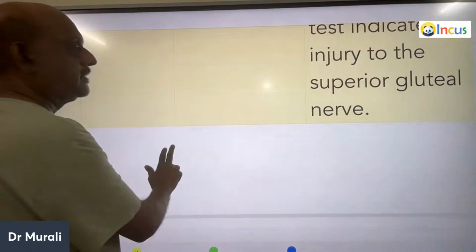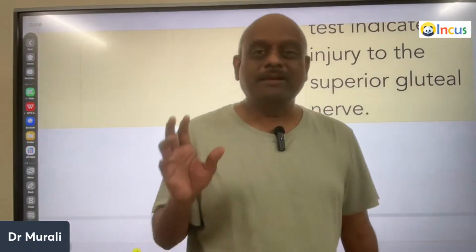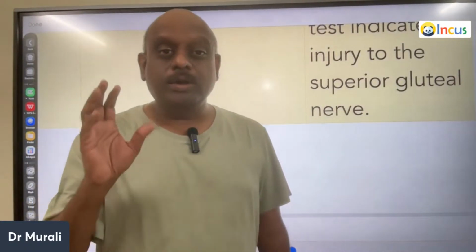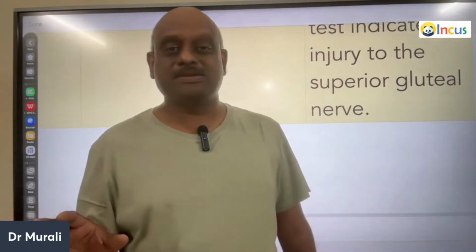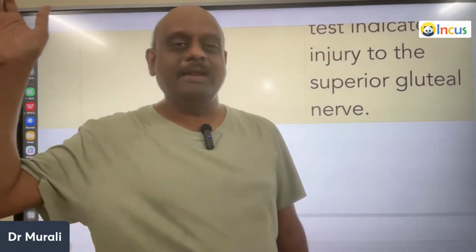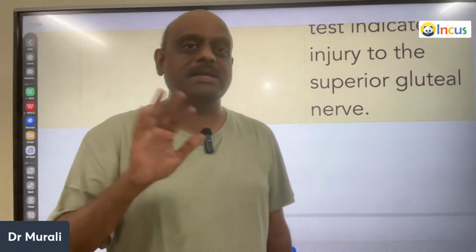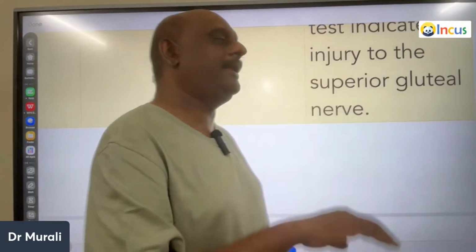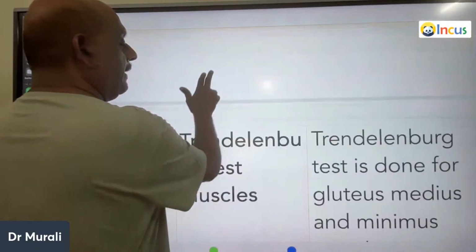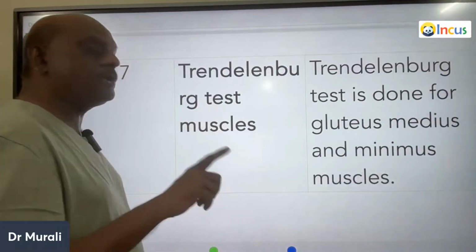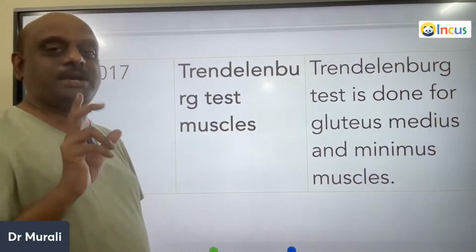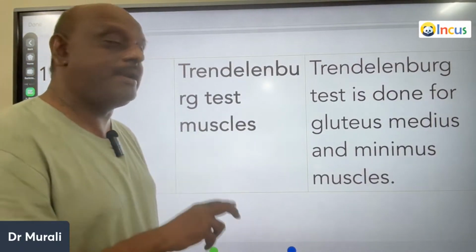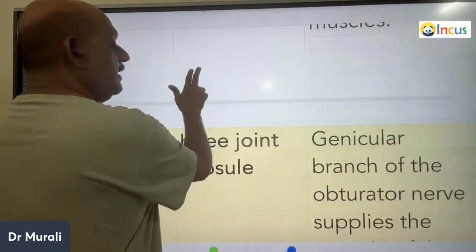Positive Trendelenburg's is because of the weakness of the gluteus medius and minimus, not maximus. Maximus is supplied by the inferior gluteal nerve. Medius and minimus are supplied by the superior gluteal nerve, is what you have to remember. So it is the gluteus medius and minimus muscles which are involved whenever there is Trendelenburg test positivity.